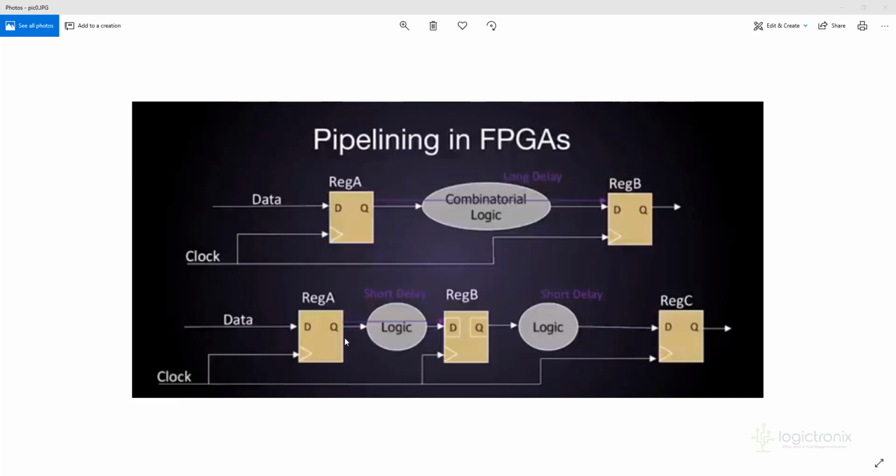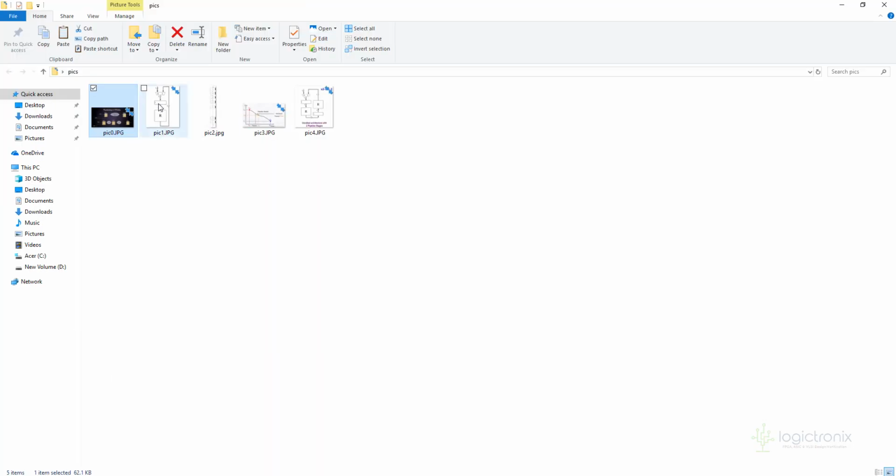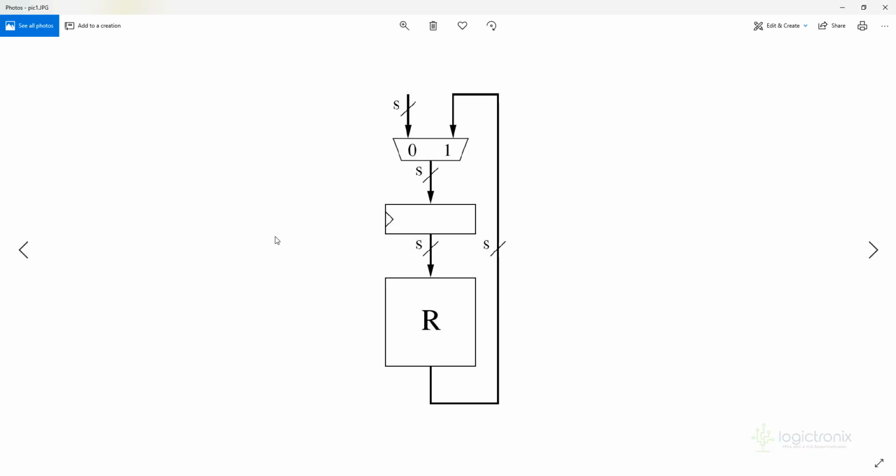So this is the best way of implementing the high throughput architecture. Let's look at how specifically we can achieve that. First of all, let's explore some of the other designs, and then we'll look at the pipeline design.